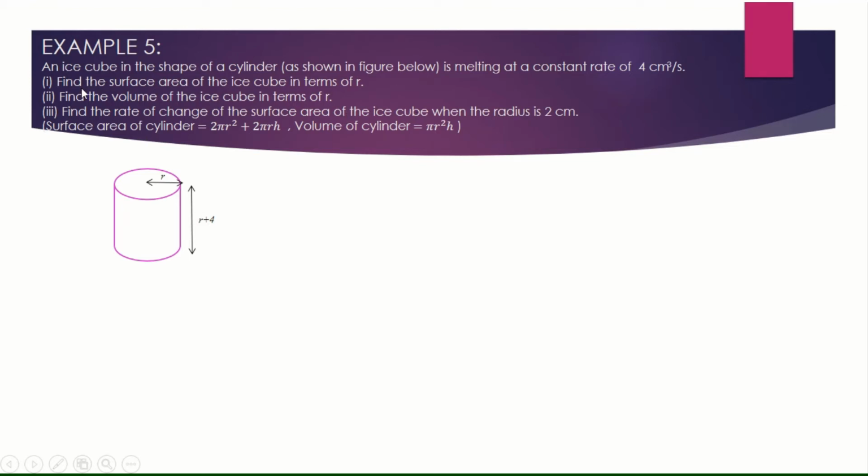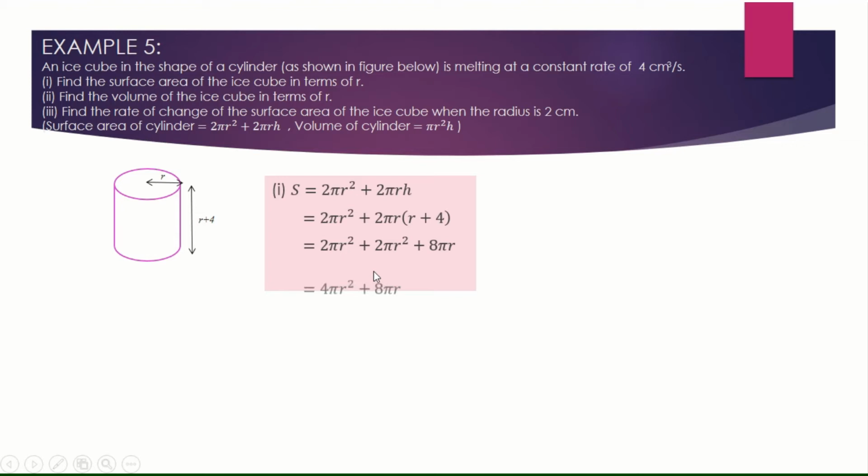Now we look at the first part. We want to find the surface area of the ice cube in terms of r. The surface area is given as 2 pi r squared plus 2 pi r h. This is the given formula for surface area of a cylinder. Here we have h, and h in this case is r plus 4, so we substitute r plus 4 here. After we expand, we get S is equal to 4 pi r squared plus 8 pi r.